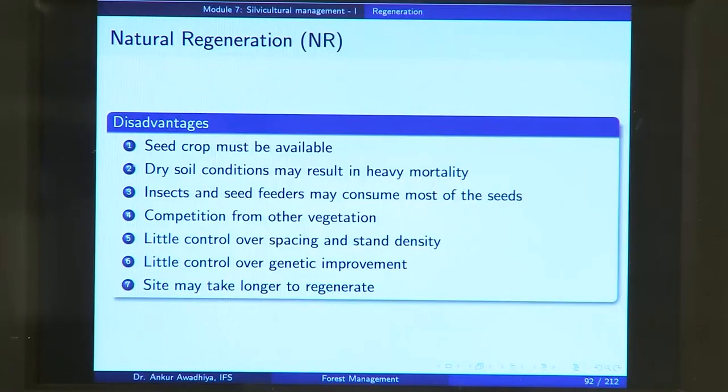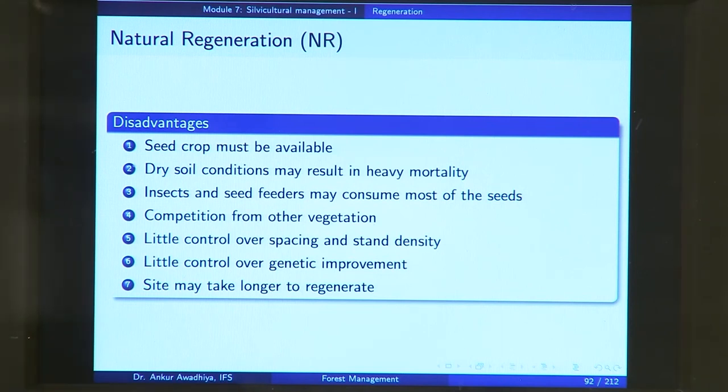However, natural regeneration also has certain disadvantages. One, the seed crop must be available. For instance, if you want to regenerate an area that does not have any seed trees left, then you cannot go for natural regeneration. Two, dry soil conditions may result in heavy mortality.